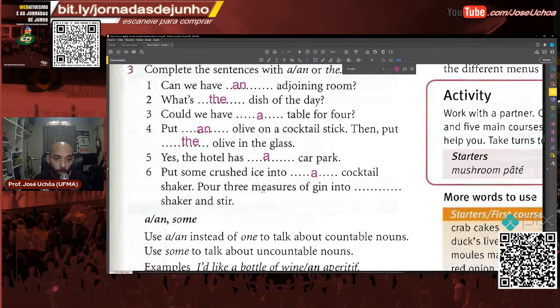And again, pour 3 measures of gin into the shaker and stir. Now, it's the second time I talk about this shaker, okay? It is the second time I'm talking about the shaker that I mentioned here as a cocktail shaker. Now it's time to use the, because the second time I'm being specific. I am talking about the same shaker. So pour 3 measures of gin into the shaker and stir. Okay? So I hope you understood the difference between a and the.